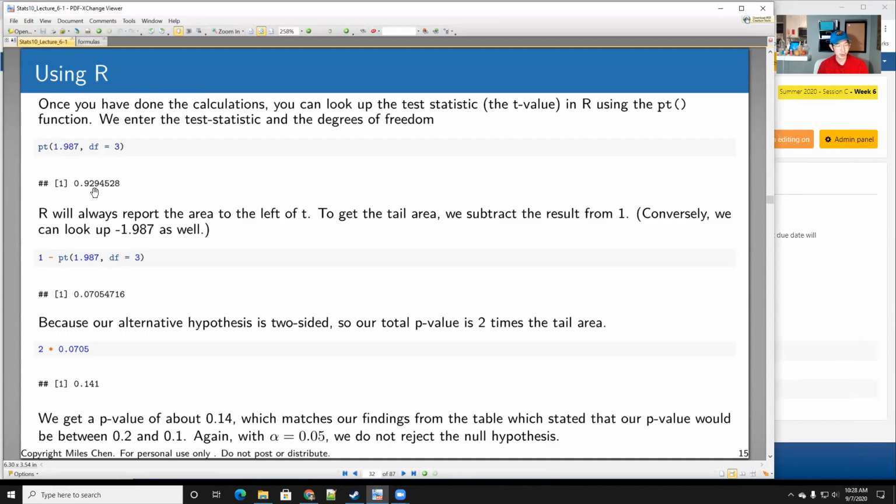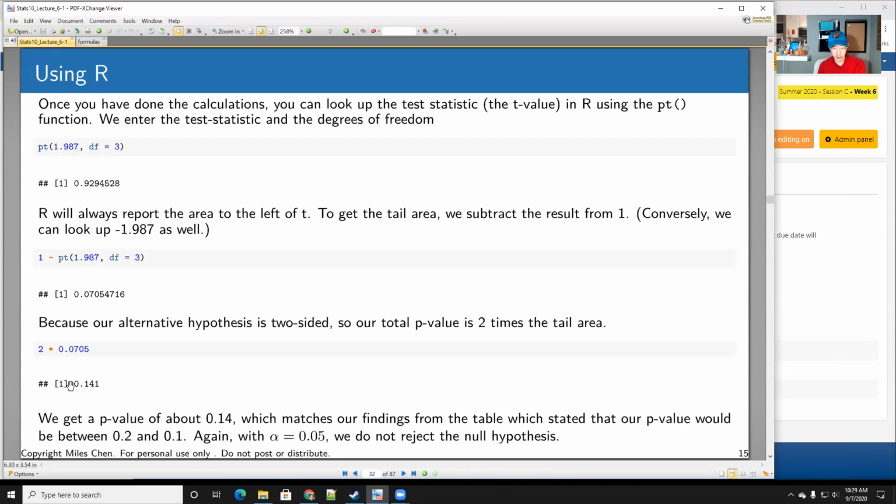And so what we want is the tail area, and we want 2 times the tail area. So to get the tail area, we can do 1 minus PT. You could also do PT of negative 1.987. That would also work, but 1 minus PT will give us something around 7%, 0.0705. And because we have a two-sided alternative, we would double that, 2 times 0.0705, and we would get a p-value of around 14%.